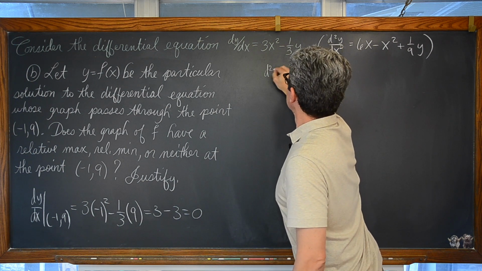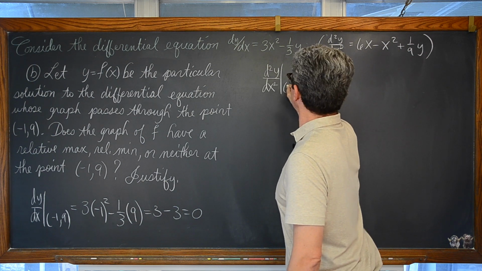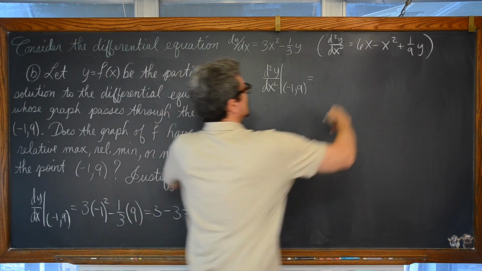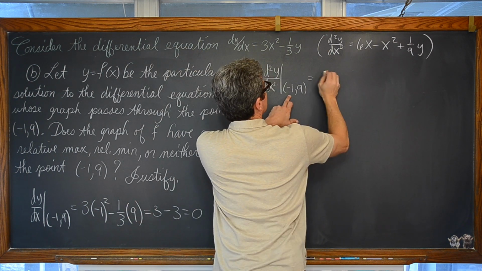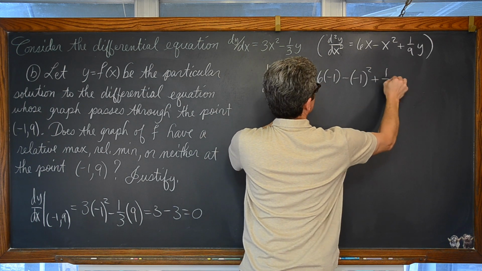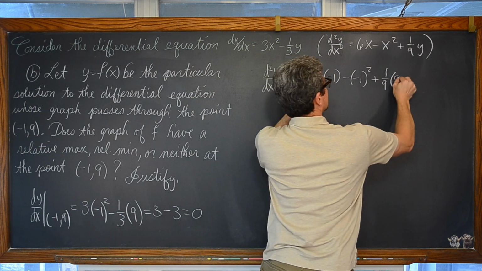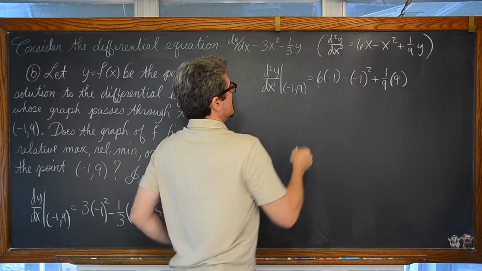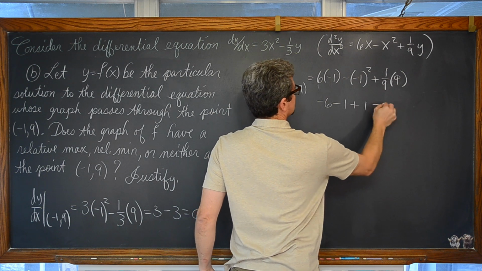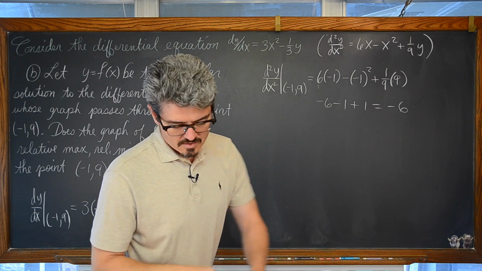our second derivative, again, at that point (-1, 9). Since we already have that second derivative to work with, just plug it in. We have 6 times -1 minus (-1) squared plus 1/9 times our y coordinate, which is 9. Don't do what I almost just did there. And that is going to be -6 minus 1 plus 1. So -6. Let's just make sure I didn't write something silly.